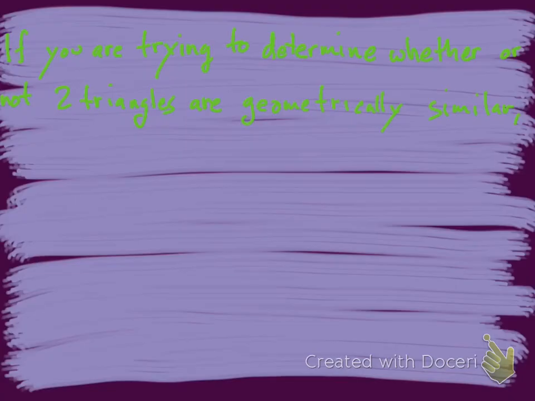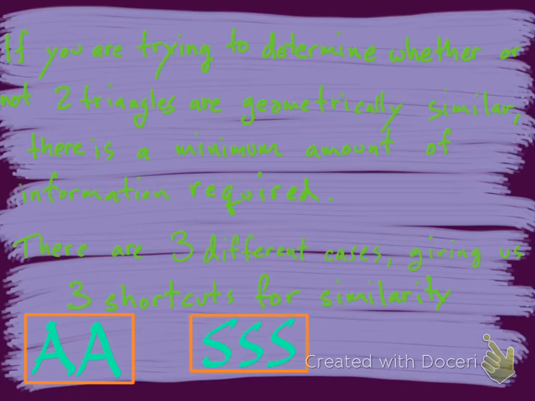All right, so if you have 2 triangles and you do not know if they are similar or not, and you're trying to determine that, well, you do need a minimum amount of information. And that information comes in the form of side lengths or angle measurements. There are 3 different cases that we're going to talk about, which give us 3 different shortcuts for similarity. Those go by these acronyms that you may have seen before. AA is one of them, angle, angle, or side, side, side is another one. And the last one is side, angle, side. All right, so let's get to work here.